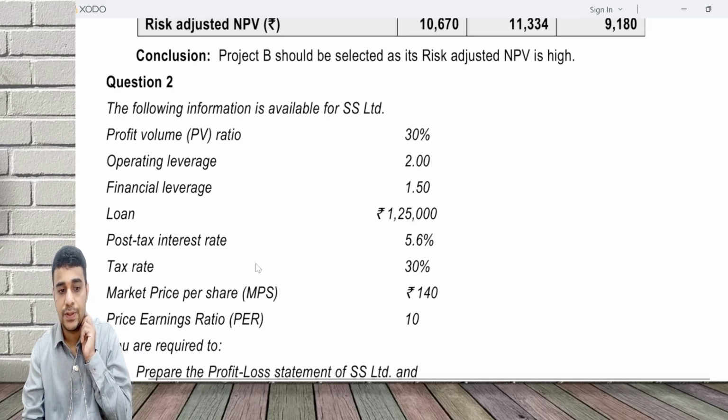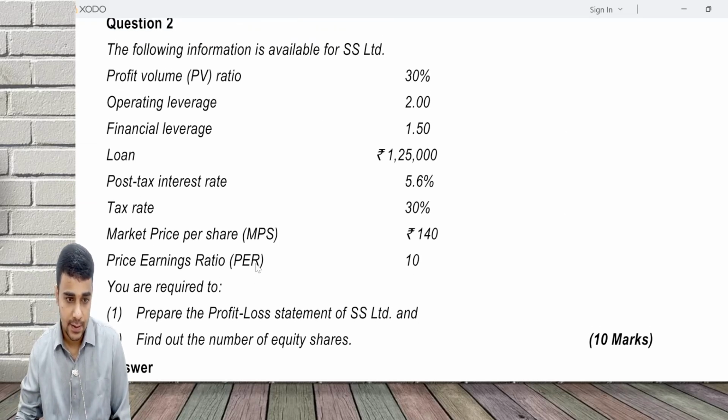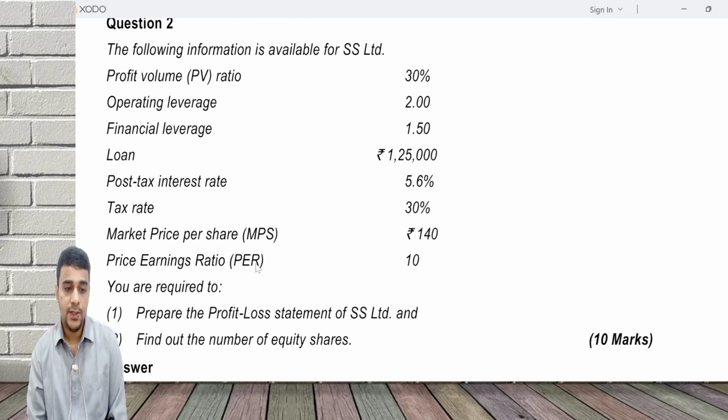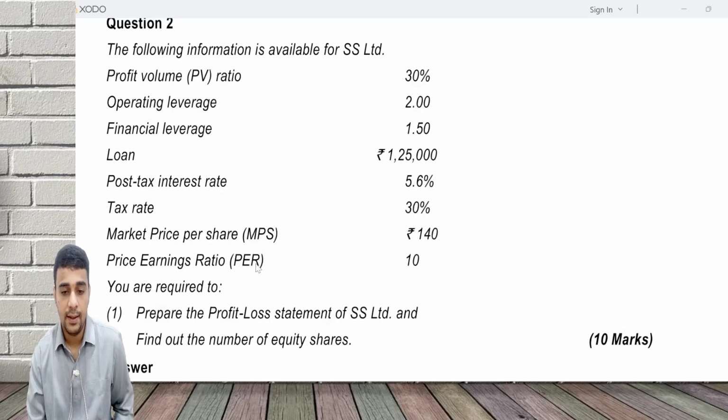Let's move to question 2. The following information is available for SS Limited: PV ratio, operating leverage, financial leverage, loan, post-tax interest rate, tax rate, MPS, P/E multiple. You are required to prepare the profit and loss statement and find out the number of equity shares. According to me, this was also very simple. Nothing tricky is there in this question. Go through the problem.